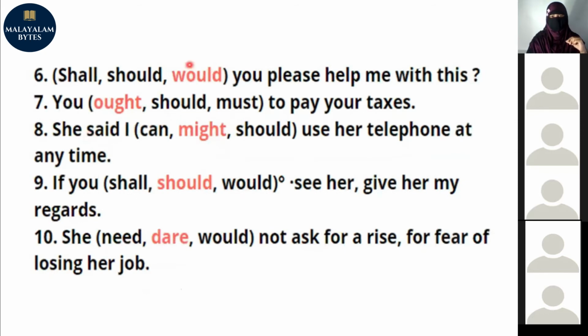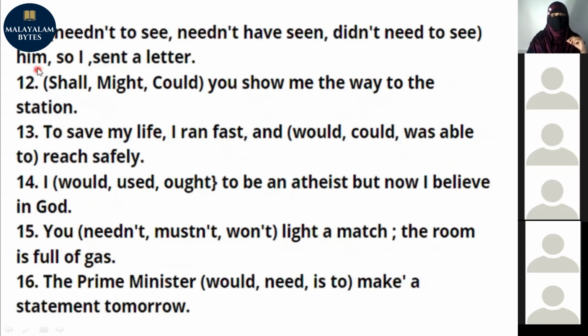So let's check the answer. Would you please help me with this? You ought to pay your taxes. She said I might use her telephone at any time. If you should see her, give her my regards. She dare not ask for a rise for fear of losing her job. So that's done. Now let's move further.